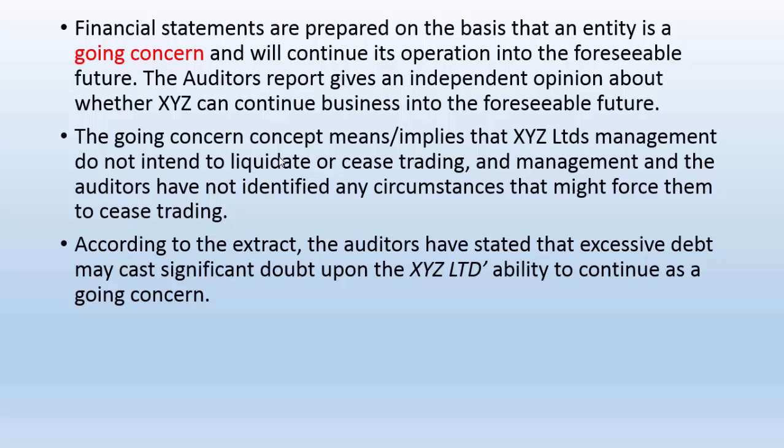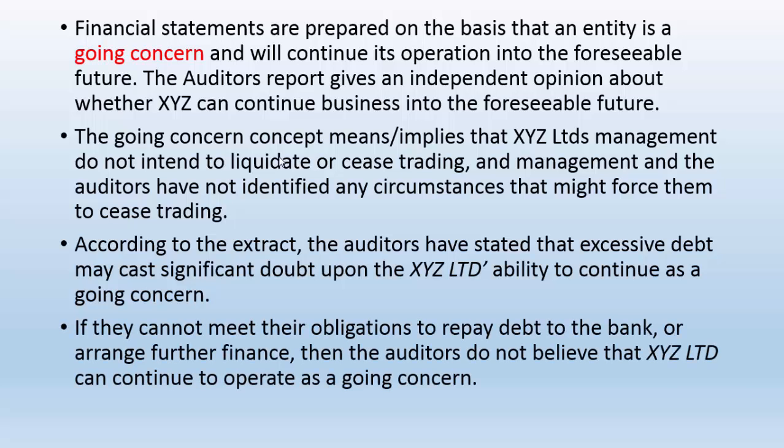However, according to the extract, this is not true. The auditors have stated that excessive debt may cast significant doubt upon XYZ's ability to continue as a going concern. So that doubt is there. Part of the reason that's important is because asset values are based on the assumption that it's a going concern. Now, if they cannot meet their obligations to repay debt to the bank or arrange further finance, the auditors do not believe that XYZ can continue to operate as a going concern. So that's a signal or a warning to people that that assumption is not a strong assumption anymore.